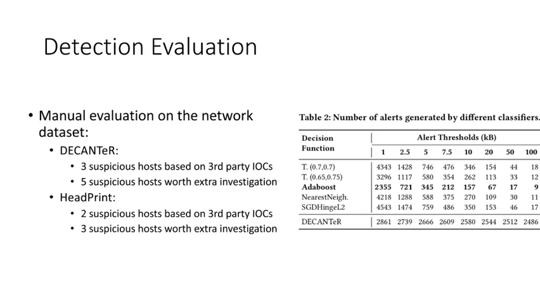So overall, you can see that by increasing the threshold, HeadPrint can decrease the number of alerts being triggered, so it can slightly fine-tune the amount of alerts that you send to the operator, while for Decanter this is not the case. The threshold does not really matter that much.